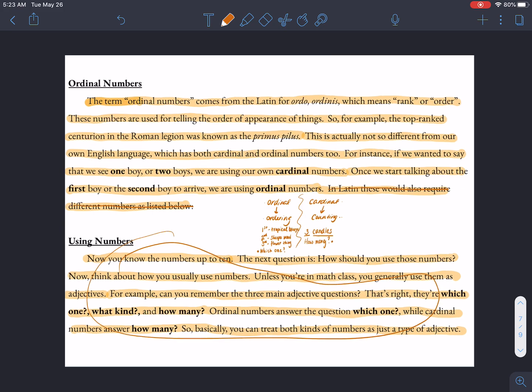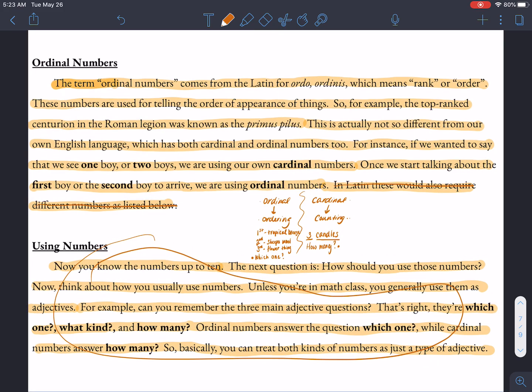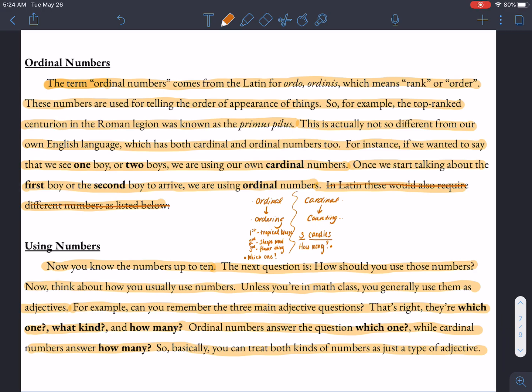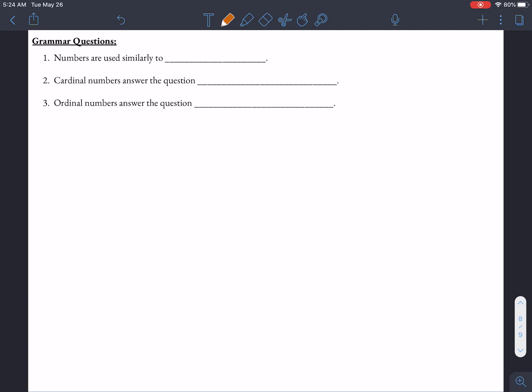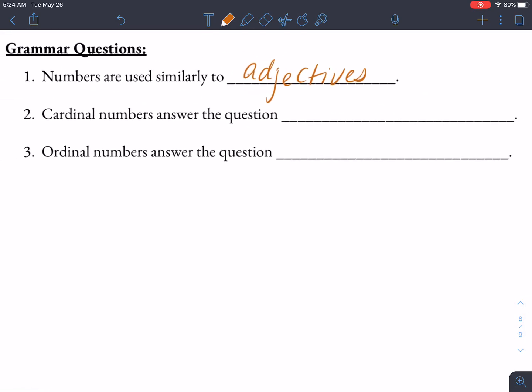Okay? So make sure you have all your blanks filled in. I'll leave this here if you have more time. I mean, if you pause the screen if you need more time. I'm going to move on though. Let's do some grammar questions. Okay, number 1, big takeaway. Numbers are used similarly to adjectives. Actually, we can zoom in because the screen doesn't have that much on it.